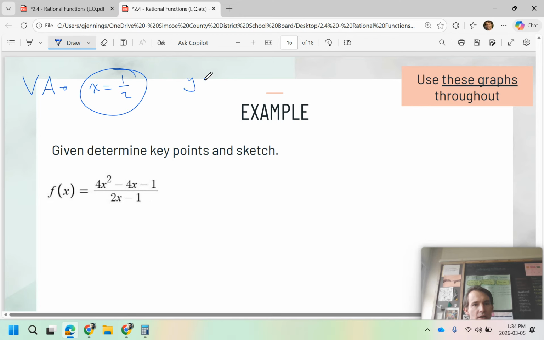Y-intercept first. Yeah, so we set x equal to 0 and y is equal to 1. Do people see where that came from? Yeah, so that goes away, that goes away, that goes away. We divided by -1 by -1 in our heads and got the answer 1.